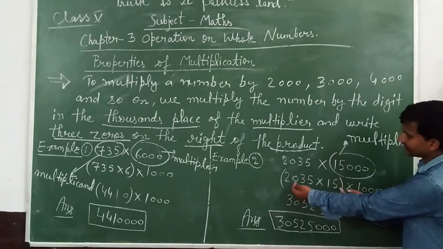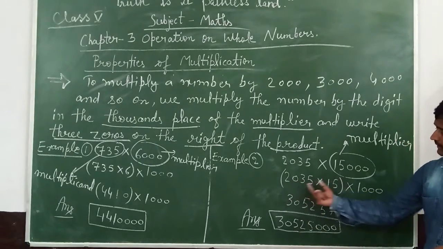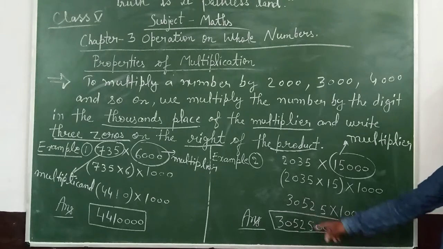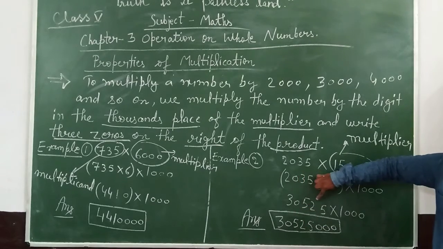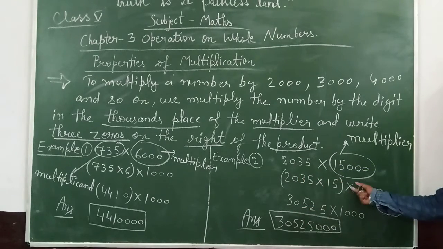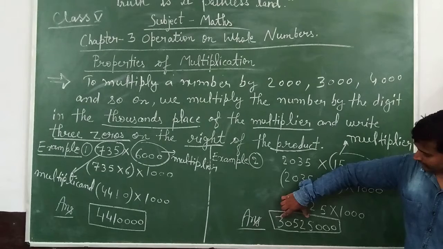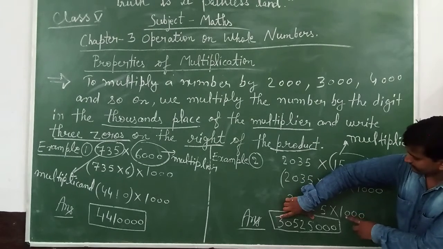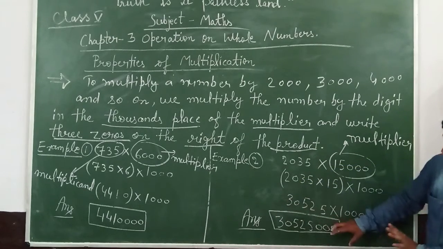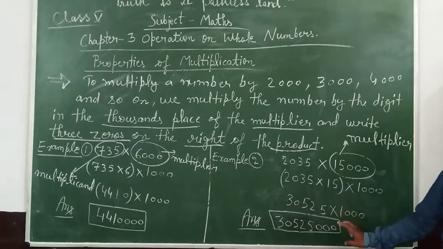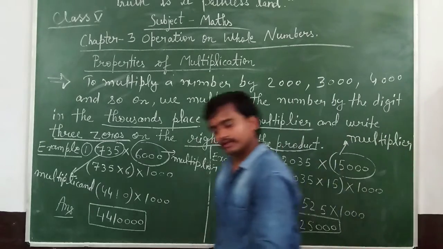When we solve this bracket, when we do the multiplication, we will get 30,525, and after that it is very easy to multiply by 1000. Simply write down 30,525 and after that put these 3 zeros on the right side of the product and we will get this answer.